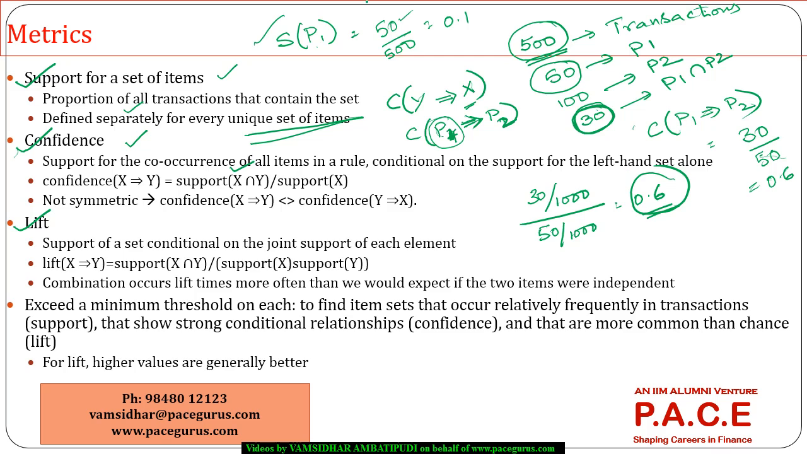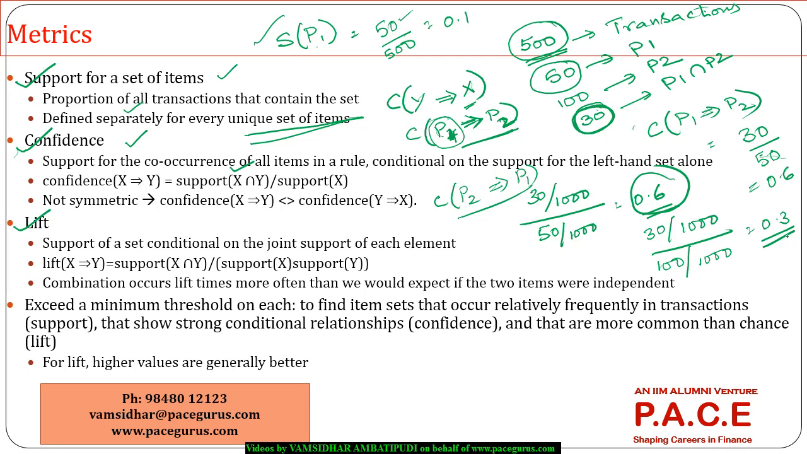But let me tell you, it's not symmetric. P1 leading to P2 is different from P2 leading to P1. You could see here, the numerator is support for both P1 and P2, which is 30 by 1000. But the denominator is support for P2. P2 is coming 100 times, so support for P2 is 100 by 1000. And overall the confidence is only 30% here. So confidence need not be symmetric, but this is how we compute it.